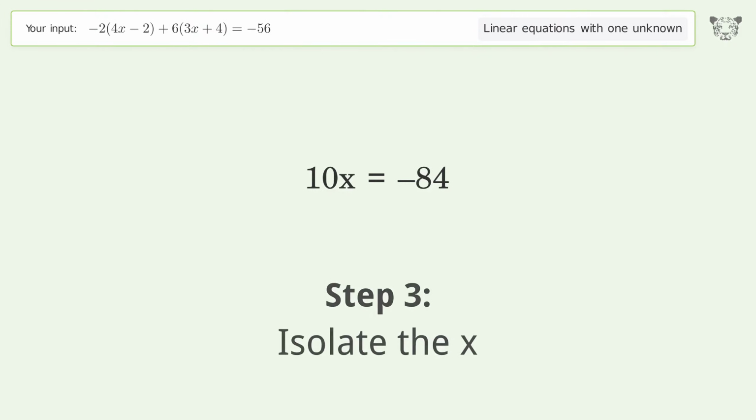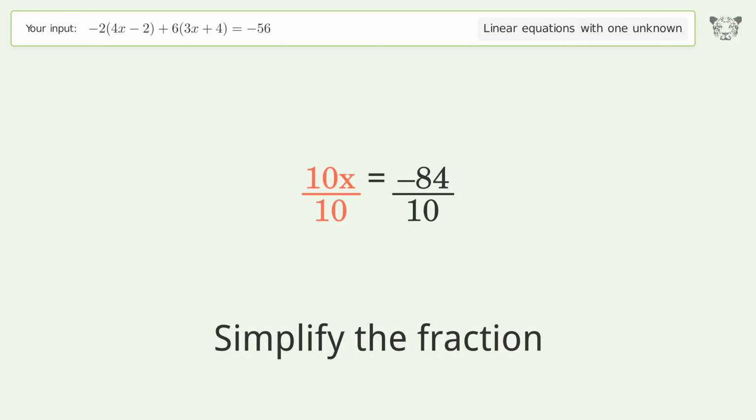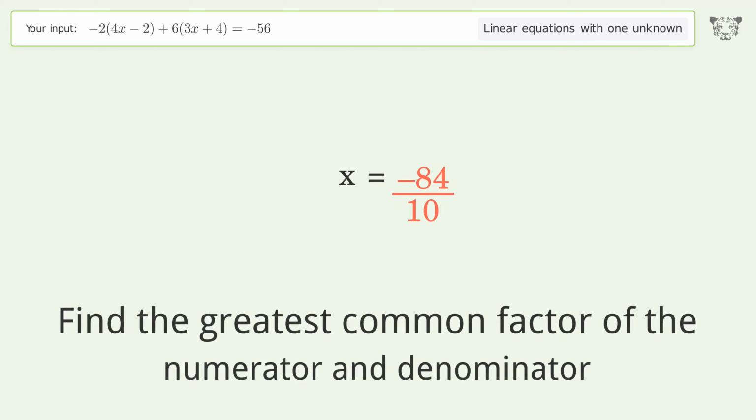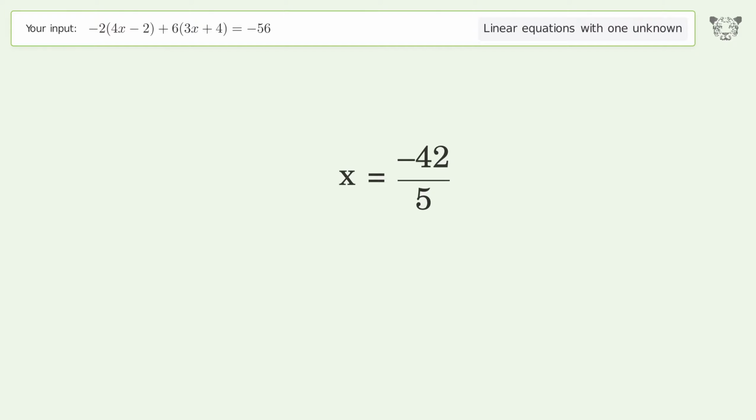Isolate the x. Divide both sides by 10. Simplify the fraction. Find the greatest common factor of the numerator and denominator. Factor out and cancel the greatest common factor. And so the final result is x equals -42/5.